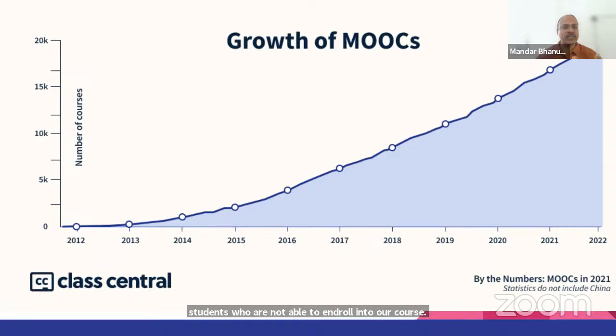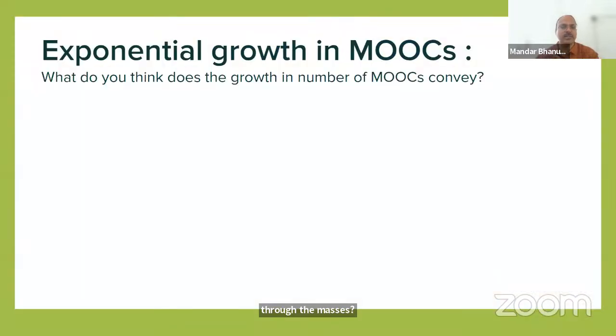How are we able to achieve this? We need to really think in this direction: how are we going to achieve this? How are we going to reach out to the masses in a very positive way? That is your upgradation, that is your upskilling. What do you think is the reason that these online course numbers are growing? I gave you my reason. Do you have anything which you would like to add to my reason? You can put it in the chat.